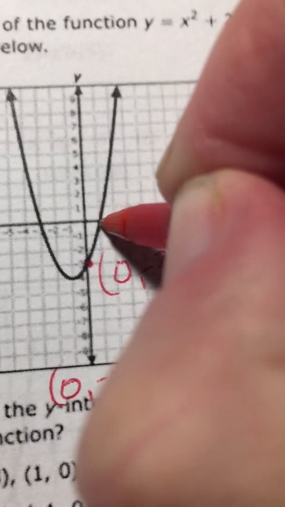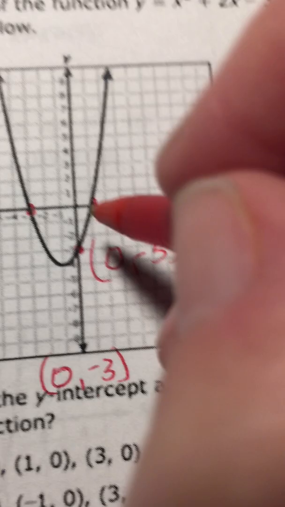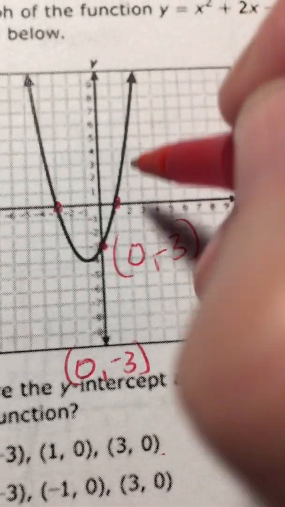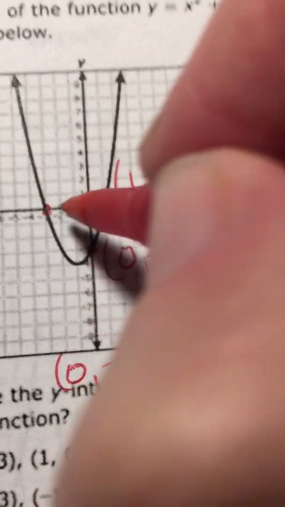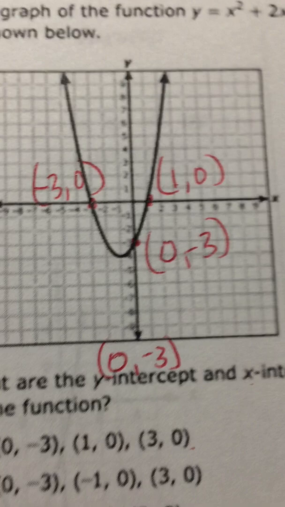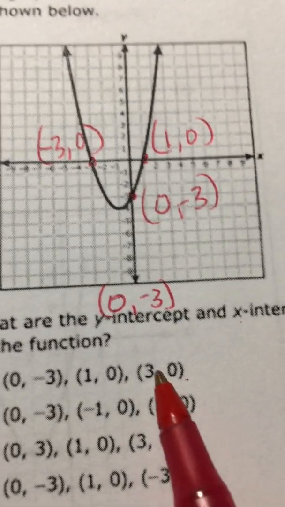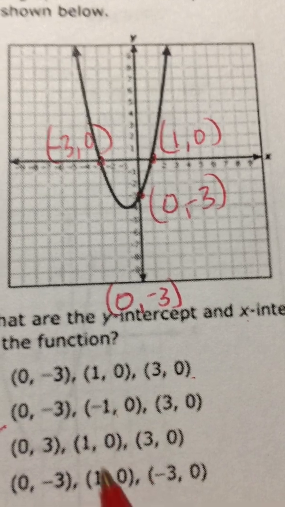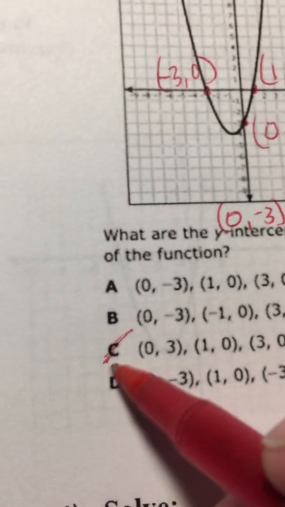Now the x-intercepts. You have one right here at +1, and you have one over here at -3. So again, they did these as ordered pairs, so this is x number first, 1, 0. And this one we went -3 and don't jump, so -3, 0. So I'm looking for those 2 points. I need a 1, 0 and a -3, 0. That one doesn't have -3. That one has -1. Here's my 1, but it's got positive. Here's my 1, and there's the negative. So it is D is the right one.